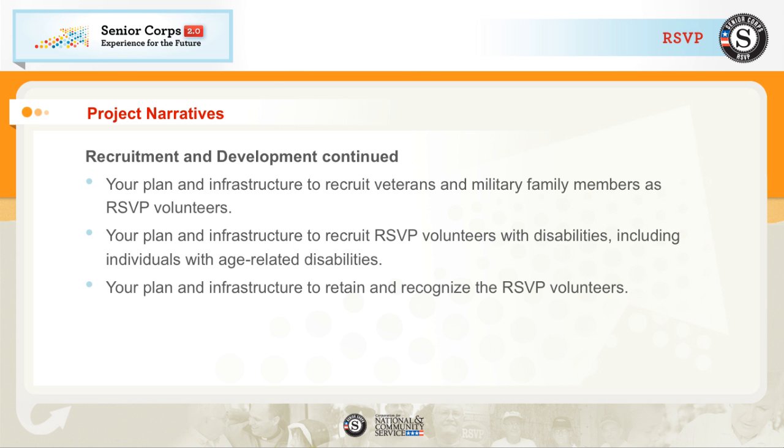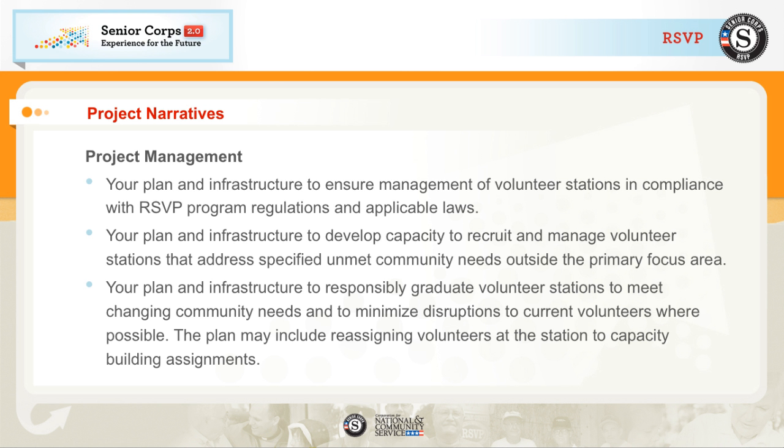The next narrative section is program management. In this section, you will describe specific plans and strategies for overall management of the RSVP project that you propose. Your narrative should focus on your plan and infrastructure to ensure management of volunteer stations in compliance with RSVP program regulations and applicable laws. Your plan and infrastructure to develop capacity to recruit and manage volunteer stations that address specified unmet community needs outside the primary focus area.